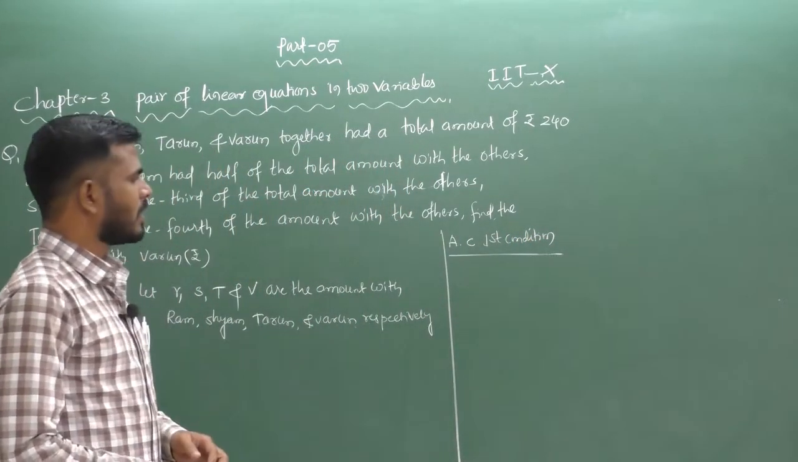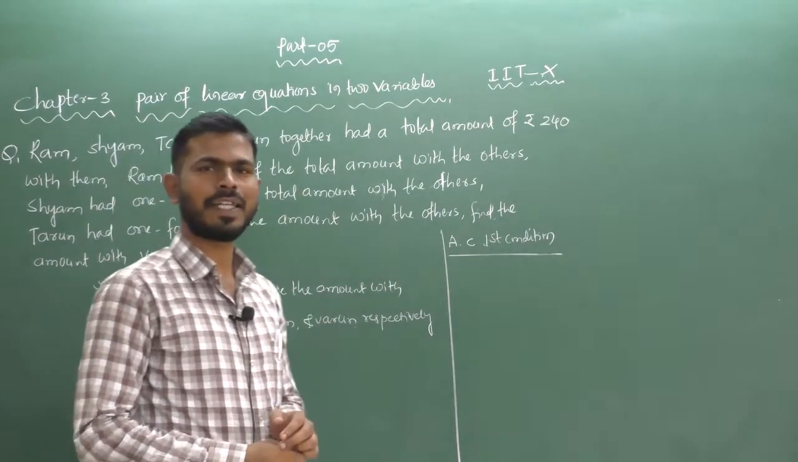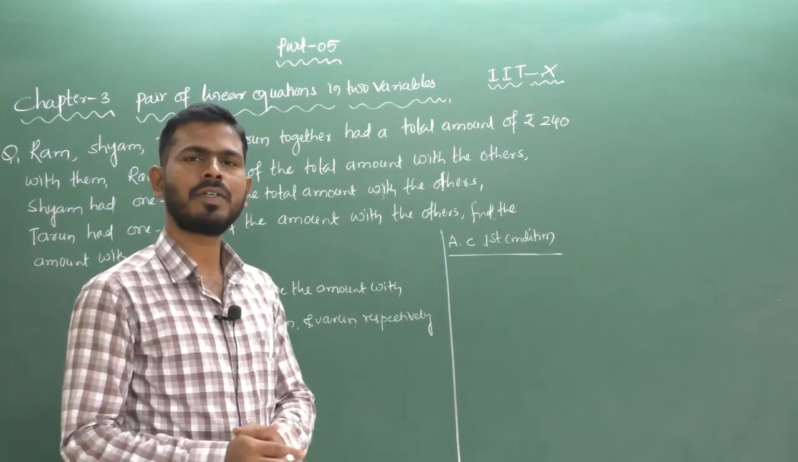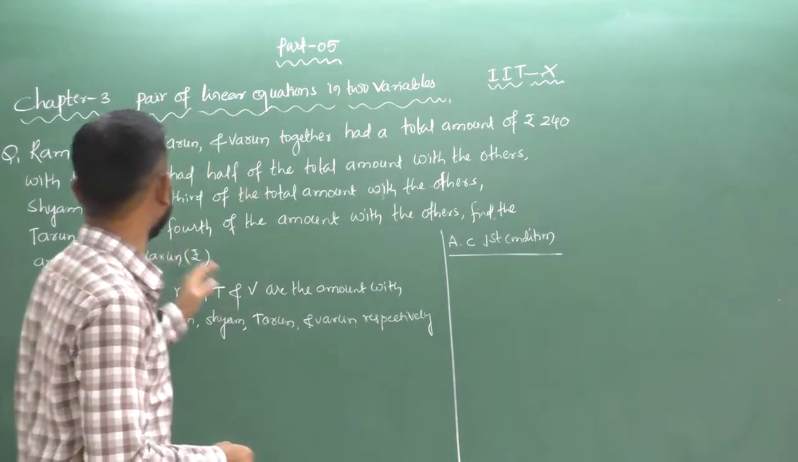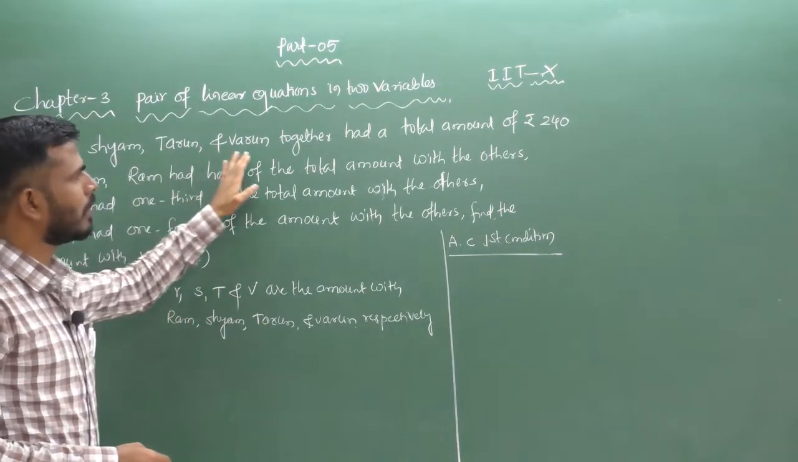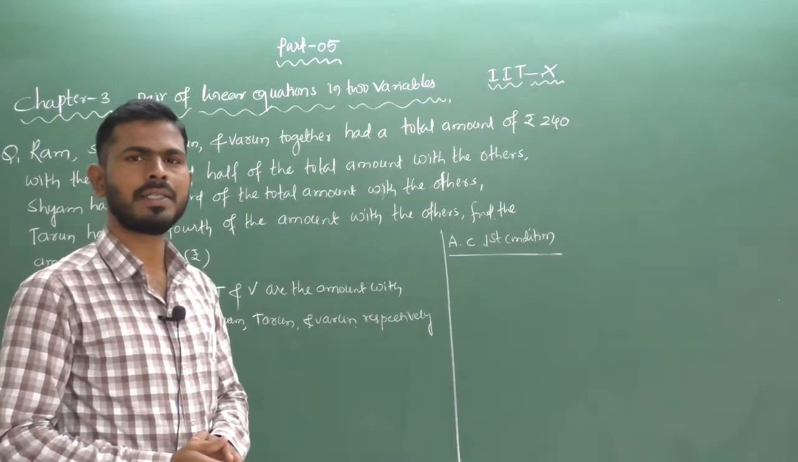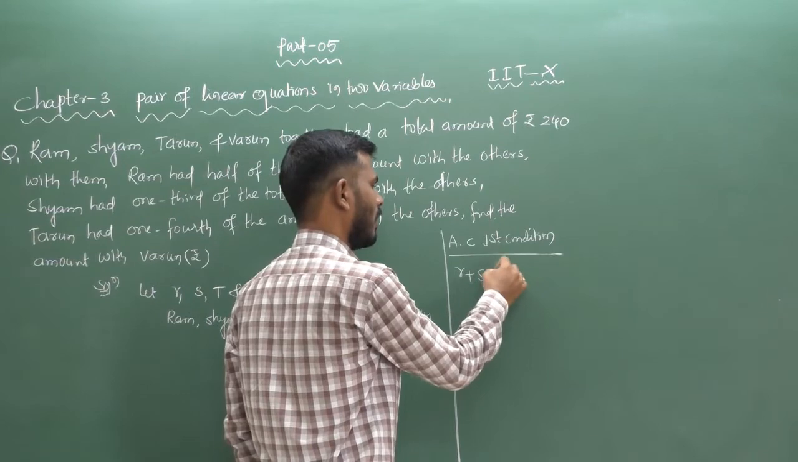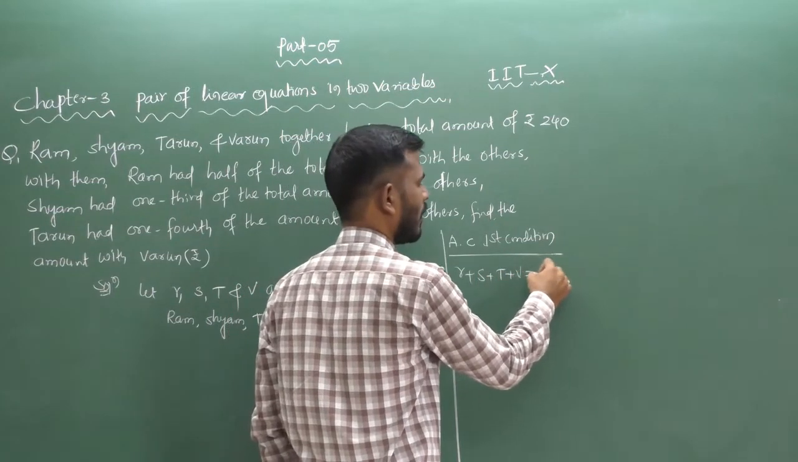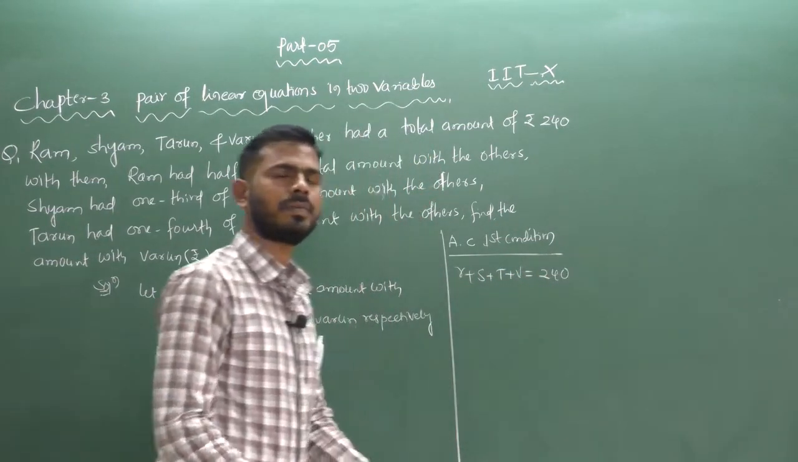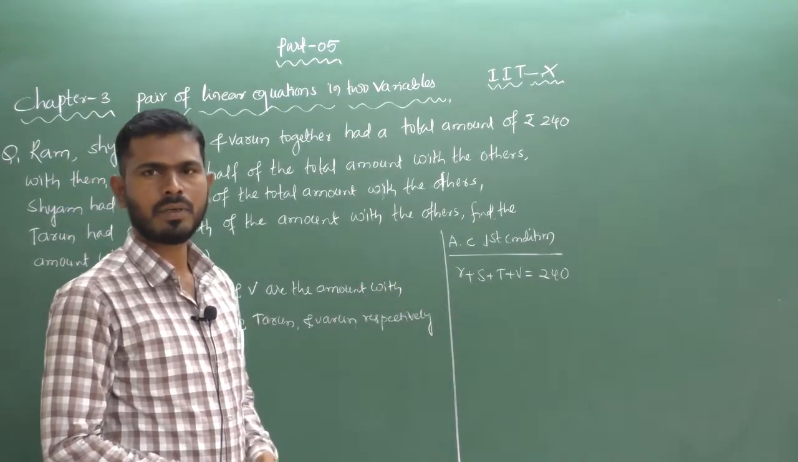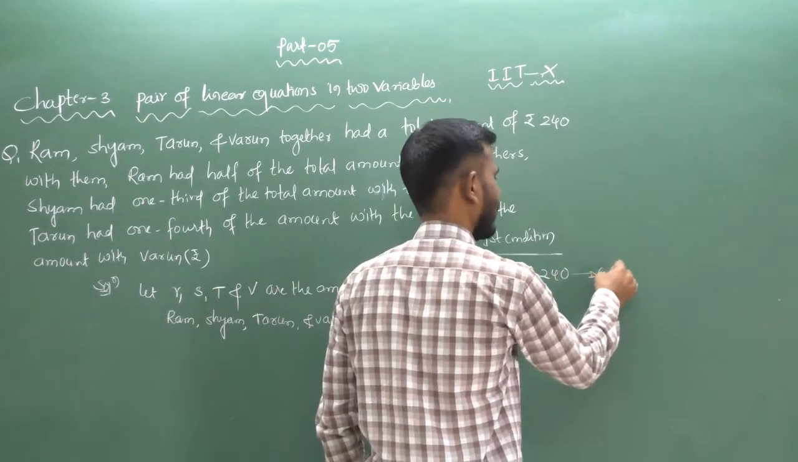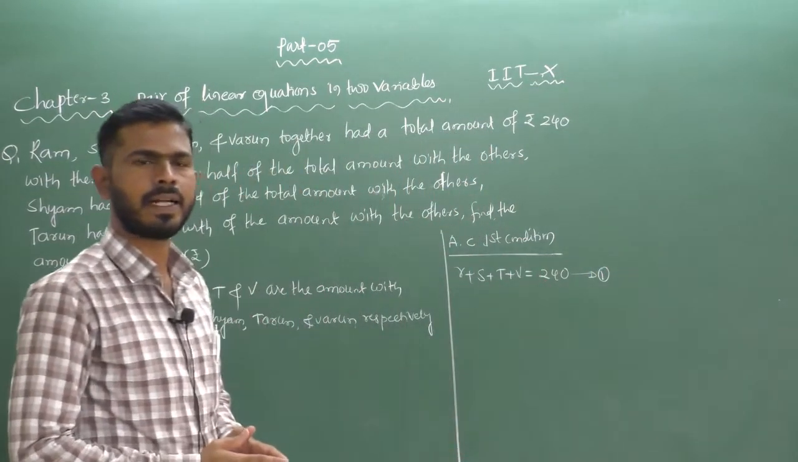According to the first condition, or the first situation, Ram, Shyam, Tarun, Varun together had a total amount of 240. So I will take R plus S plus T plus V equal to 240. Ram, Shyam, Tarun, Varun had a total amount of 240. So this is equation number 1, the first condition.